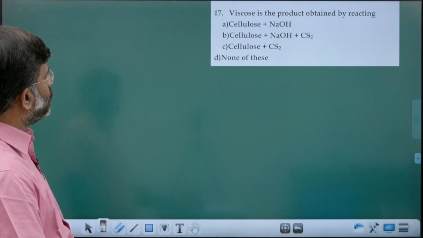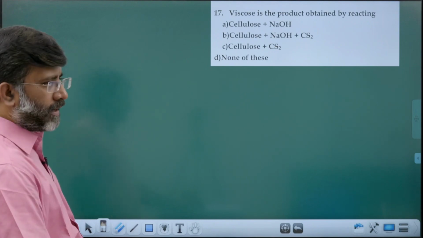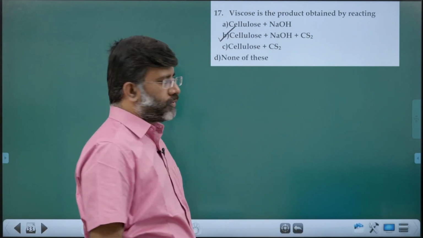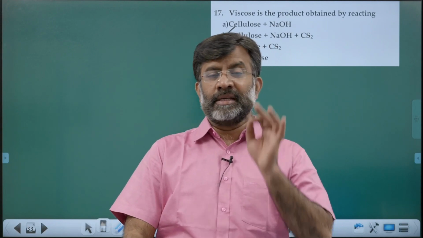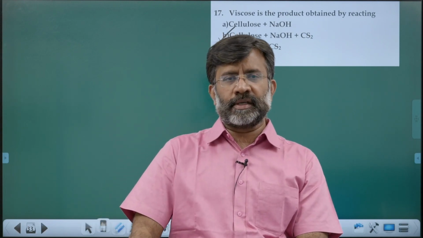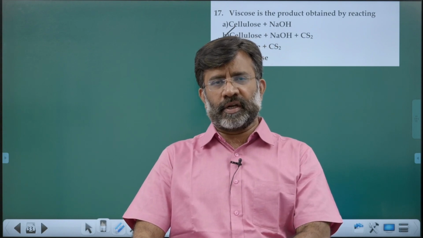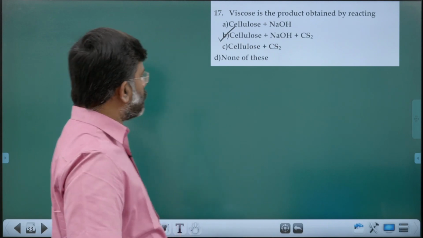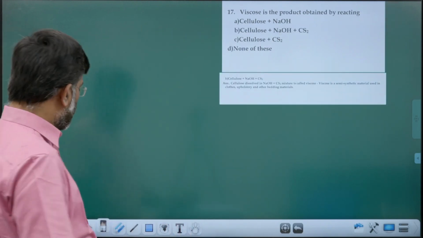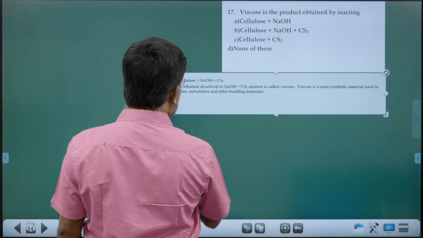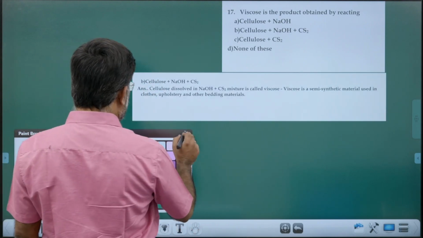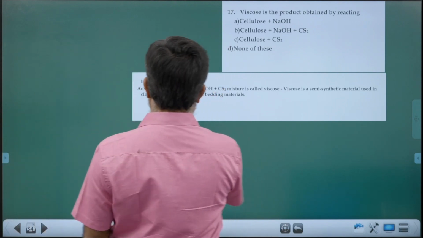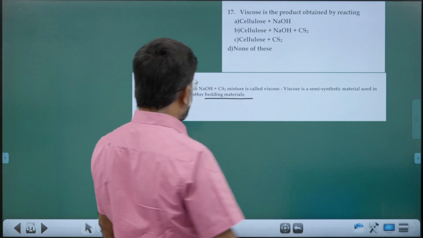Viscose is the product obtained as rayon fibers, very famous in the textile industry, obtained from cellulose with alkali and CS2. Refer NCERT, semi-synthetic polymers. There is a classification: natural polymer, semi-synthetic polymer, synthetic polymer. Viscose rayon is explained in the semi-synthetic polymers. Viscose is a semi-synthetic material used in clothes, upholstery and bedding materials. Next one.